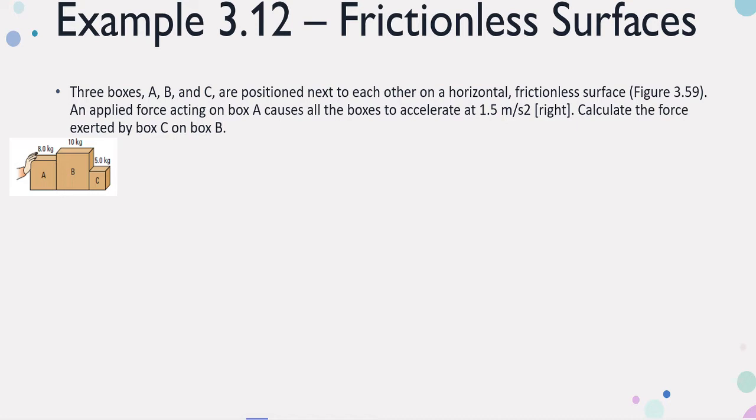Let's apply the law to situations involving frictionless surfaces. So we don't have to worry about resistance. We just have to worry about these action forces and reaction forces. We have three boxes, A, B, and C, positioned next to each other on a horizontal frictionless surface. An applied force acting on box A causes all the boxes to accelerate at 1.5 meters per second squared to the right. Calculate the force exerted on box B by box C.